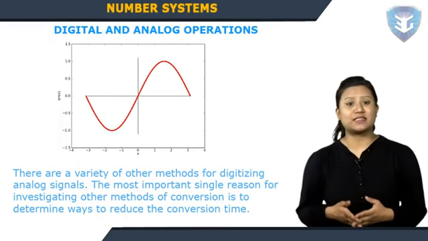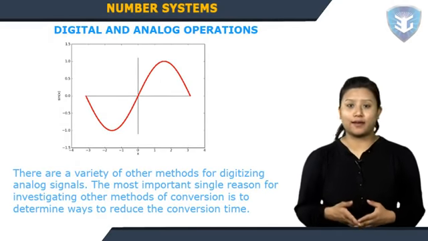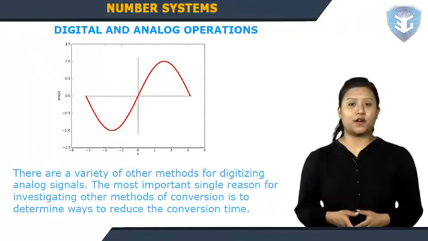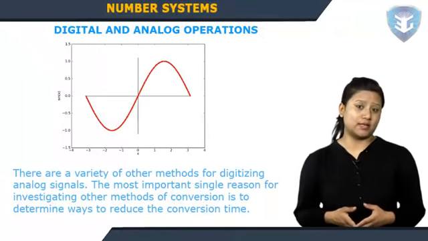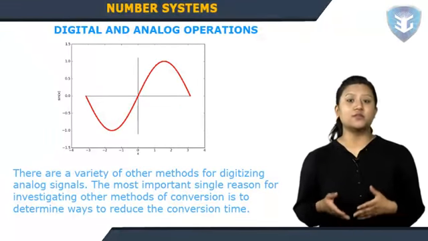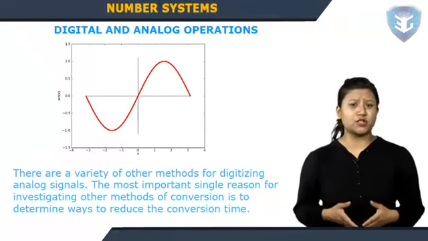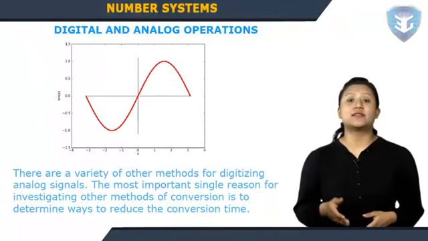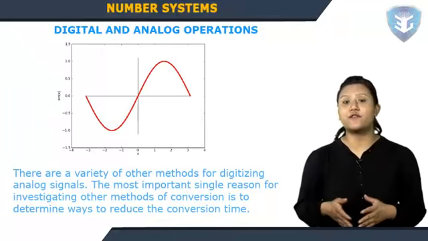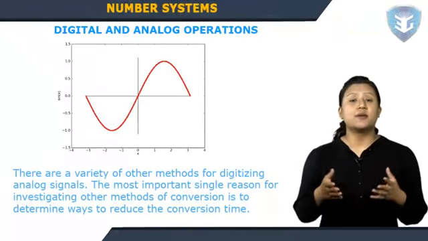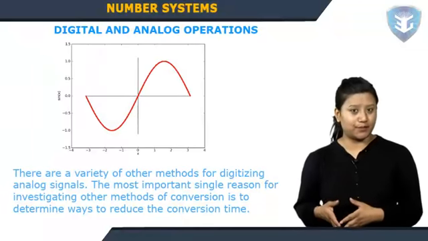Let's now discuss the meaning of digital and analog operation. There are a variety of other methods for digitalizing analog signals. The most important single reason for investigating other methods of conversion is to determine ways to reduce the conversion time. Recall that the simultaneous converter has a very fast conversion time. The counter converter is simply logical but has a relatively long conversion time.